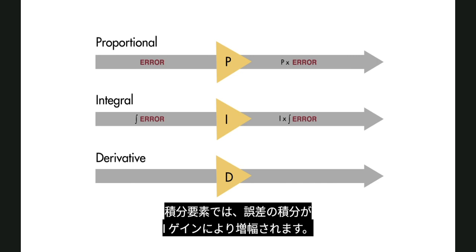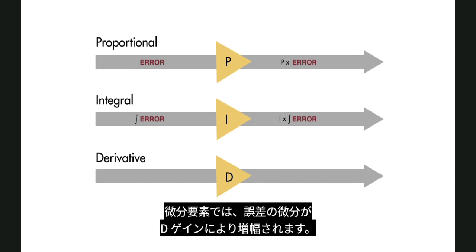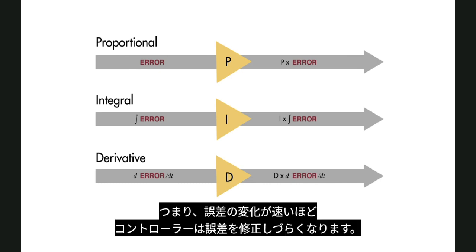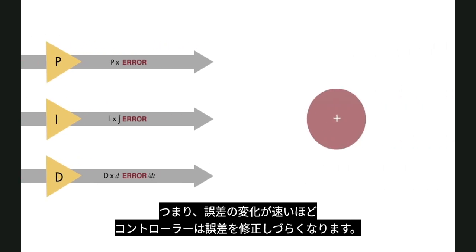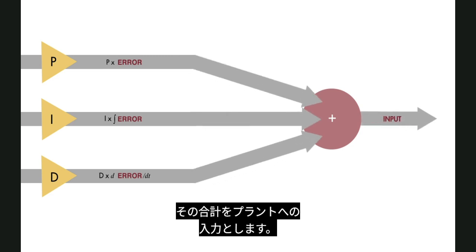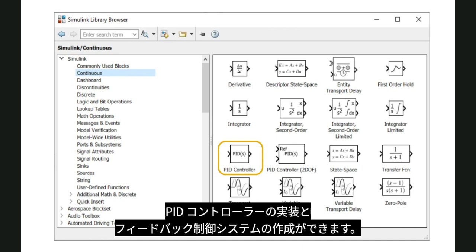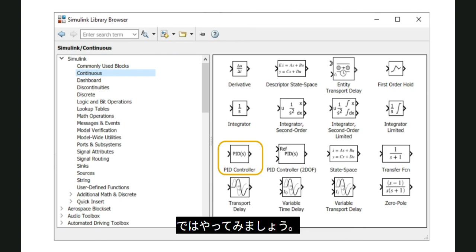In the integral element, the integral of the error is amplified by the I gain. So, the controller works harder if the system has accumulated more error. And for the derivative element, the derivative of the error is amplified by the D gain. So in other words, the controller works harder if the error is changing faster. Once we have all three, the controller adds them together, and that makes the input to the plant. In Simulink, you can use the PID controller block to quickly implement a PID controller and build a feedback control system. So let's try it out.